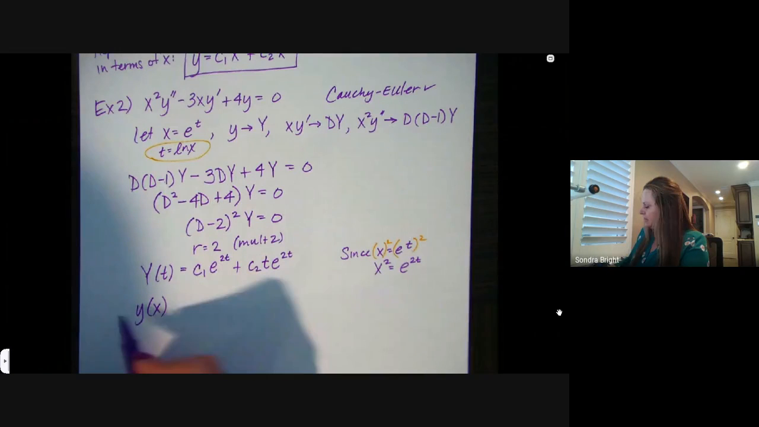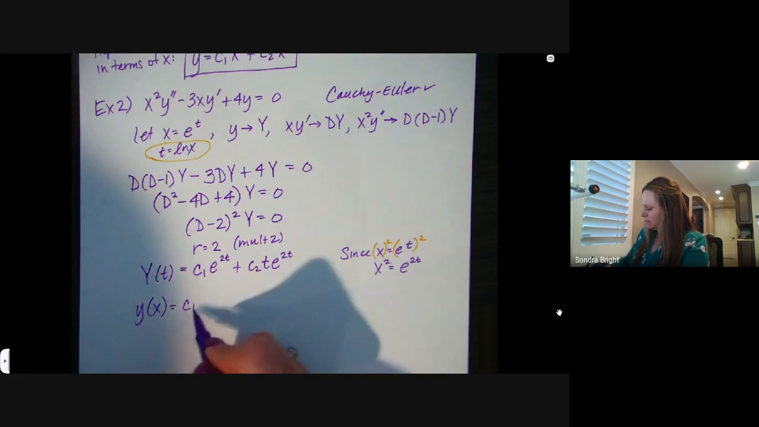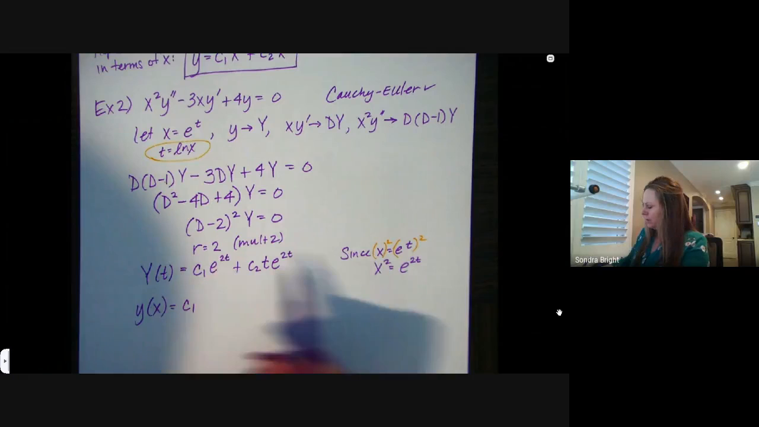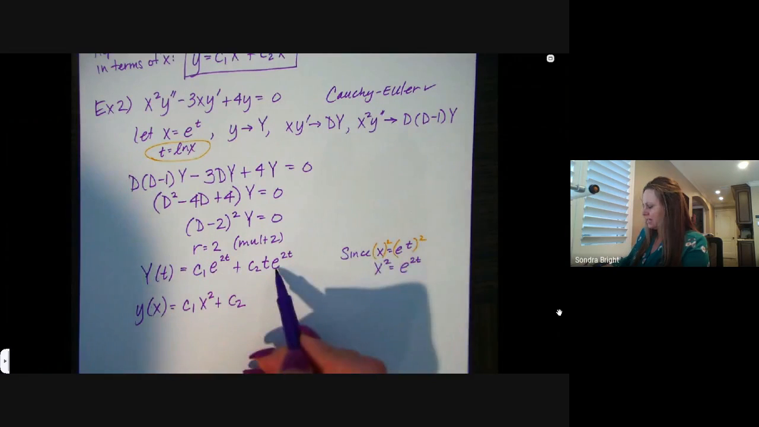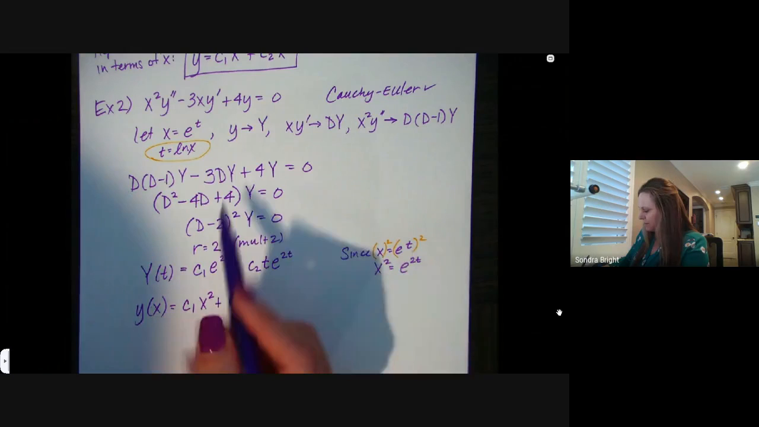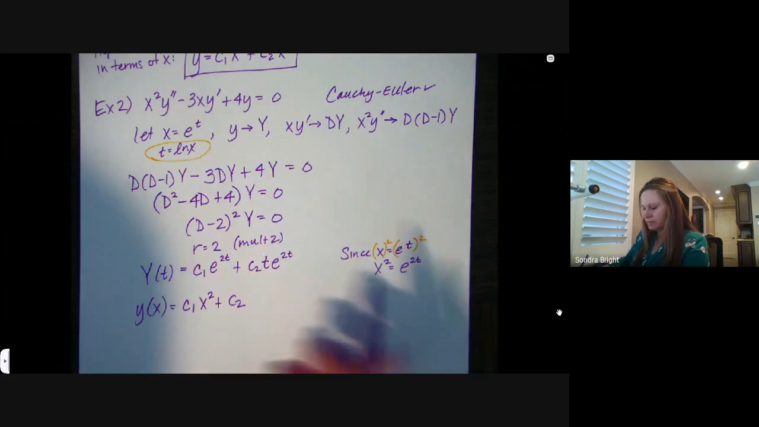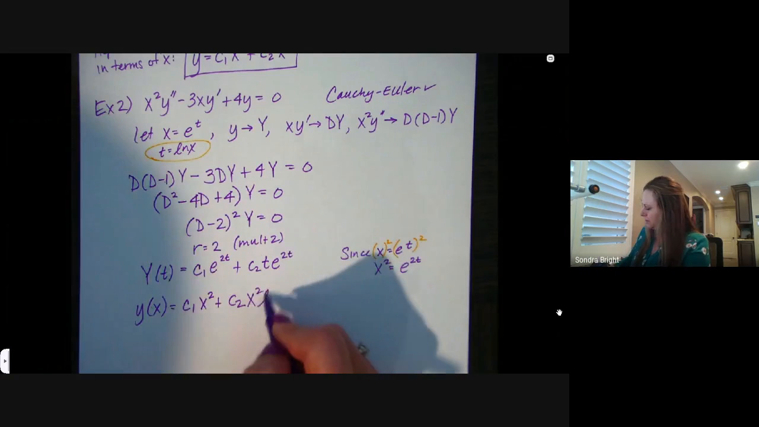So that means little y's solution, this general homogeneous solution, is C1 replacing e to the 2t with x squared, plus C2, again, t will be natural log of x and e to the 2t will be x squared. I had to put the x squared in front of the natural log because that's just proper.